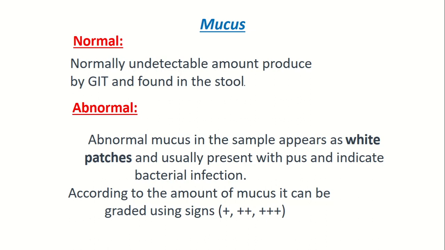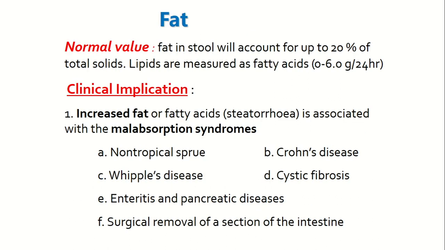Next, that is mucus. Usually an undetectable amount is present, and abnormally large amount of mucus may be present. So you can see these are the grading, +1, +2, +3. Such a large amount of mucus is present in the form of white patches, and there are certain causes, we will see later on, but this is how you can check for mucus in the stool. It is very sticky in fact.